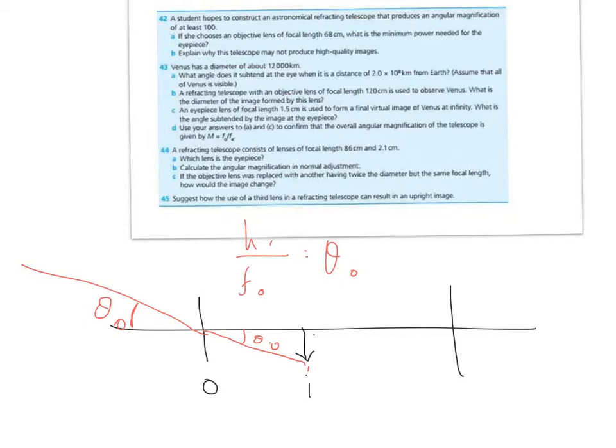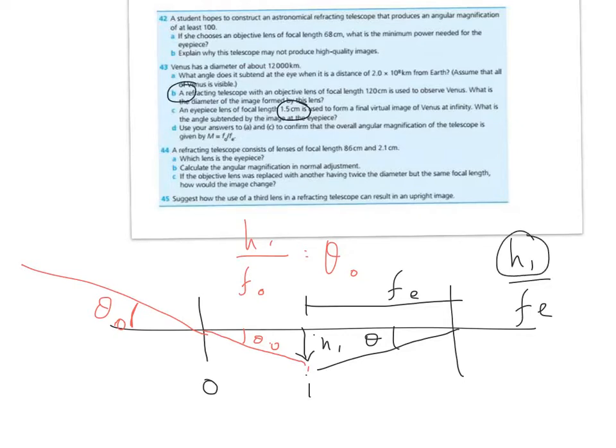Now for part C, an eyepiece lens of focal length 1.5 is used to form a final virtual image at infinity. So then that goes through here and it's focused at infinity. So what you're trying to find out is this angle here, which you should remember is now equal to the height of the image divided by the focal length of the eyepiece, H1 over Fe, which are given in the question. Focal length is 1.5 centimeters, and your height of the image you found in part B.